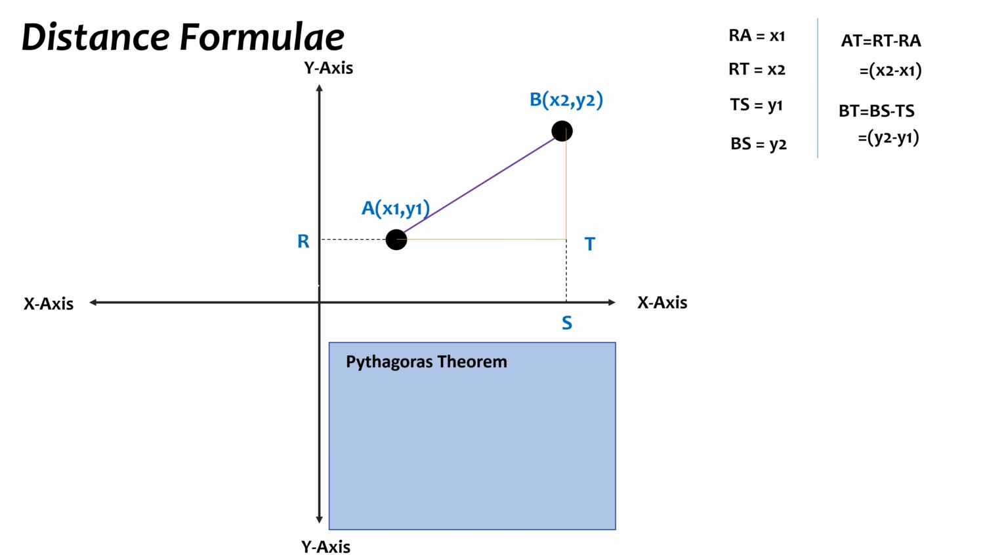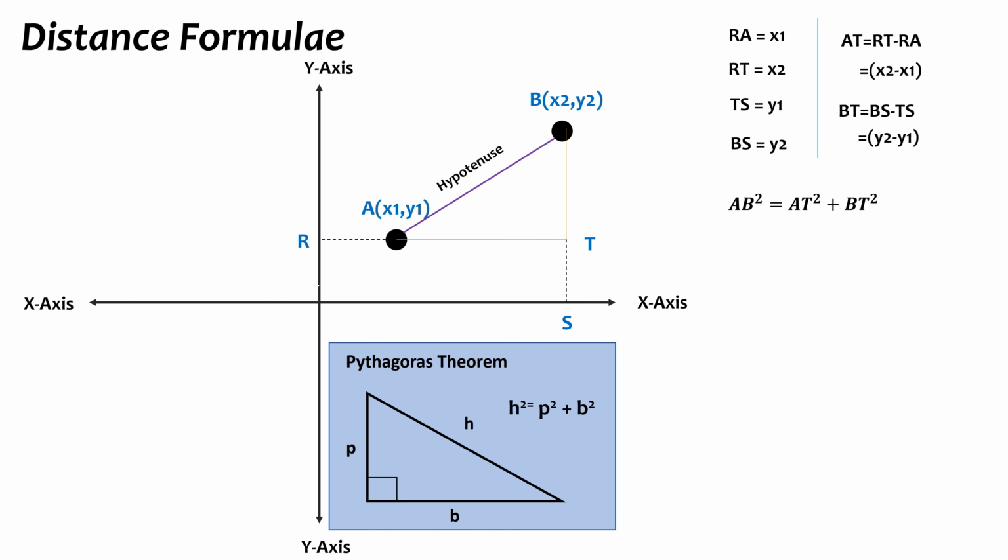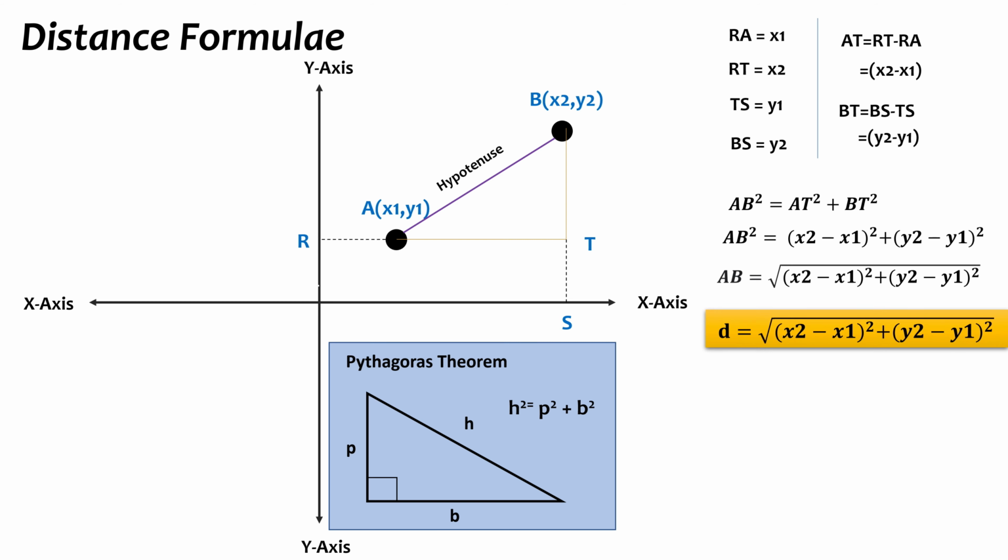We know as per Pythagoras theorem, the square of hypotenuse is equal to the sum of squares of perpendicular and base. In this triangle ABT, AB is the hypotenuse. Therefore, AB square equals AT square plus BT square, or AB square equals (x2 minus x1) whole square plus (y2 minus y1) whole square, or AB equals root under (x2 minus x1) whole square plus (y2 minus y1) whole square. Therefore, the distance between two points is given by D equals root under (x2 minus x1) whole square plus (y2 minus y1) whole square.